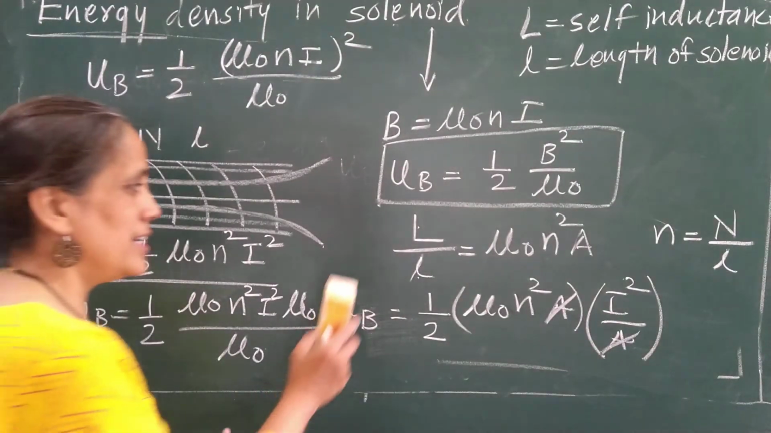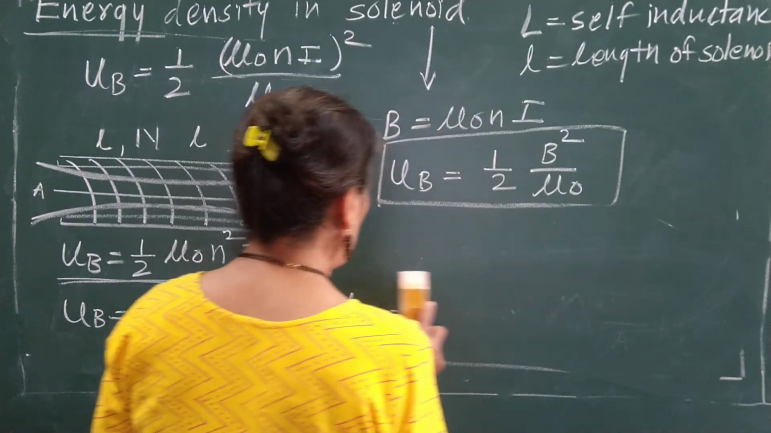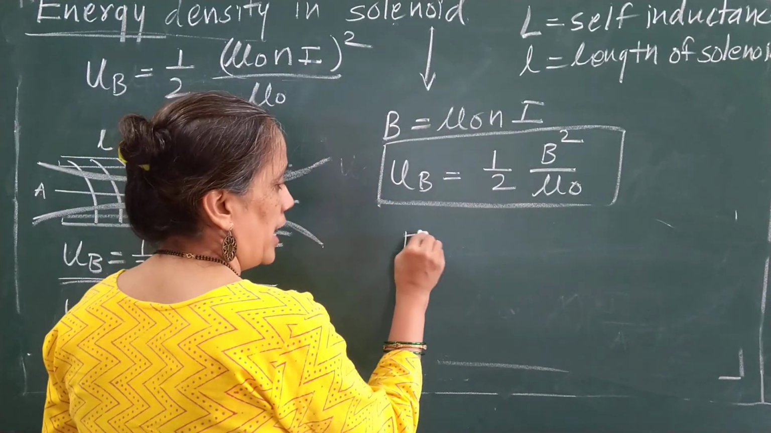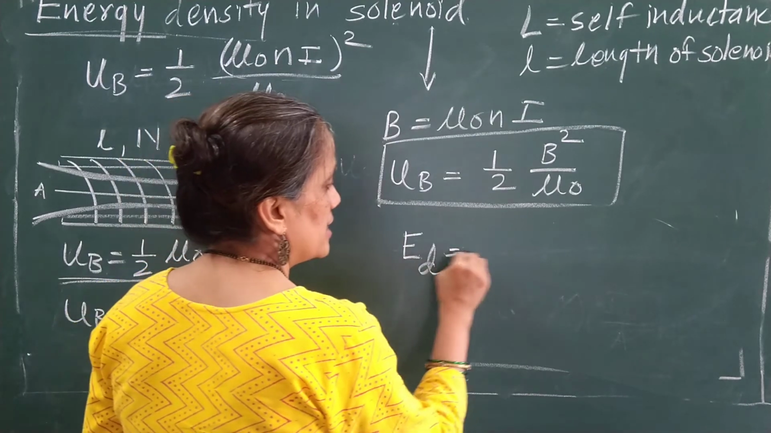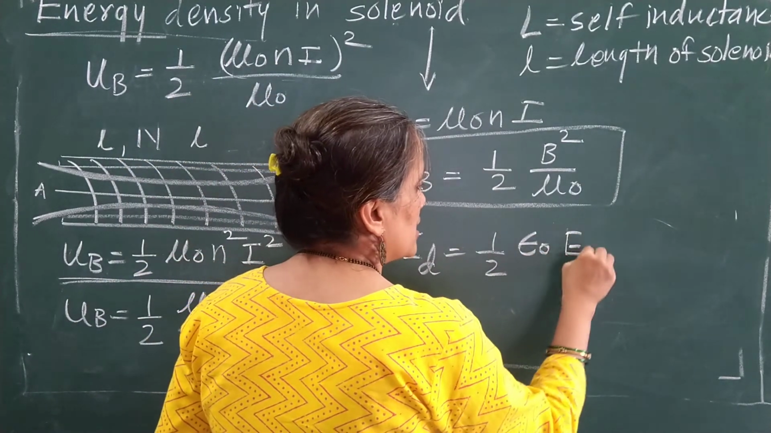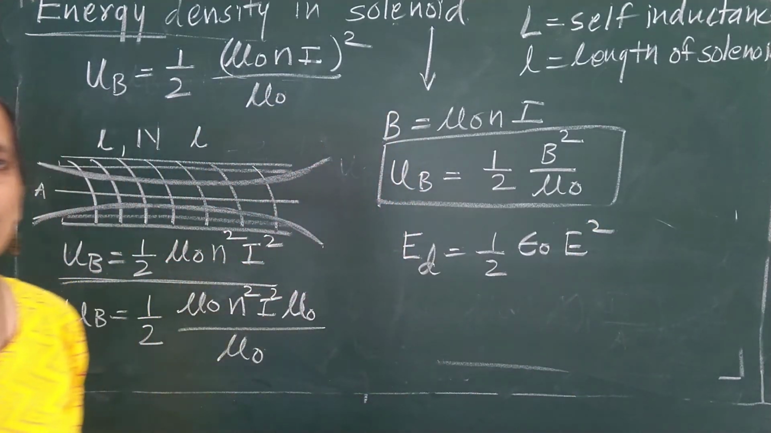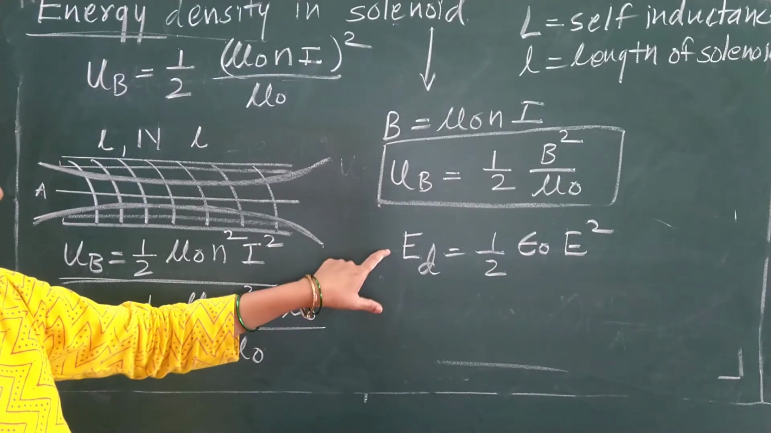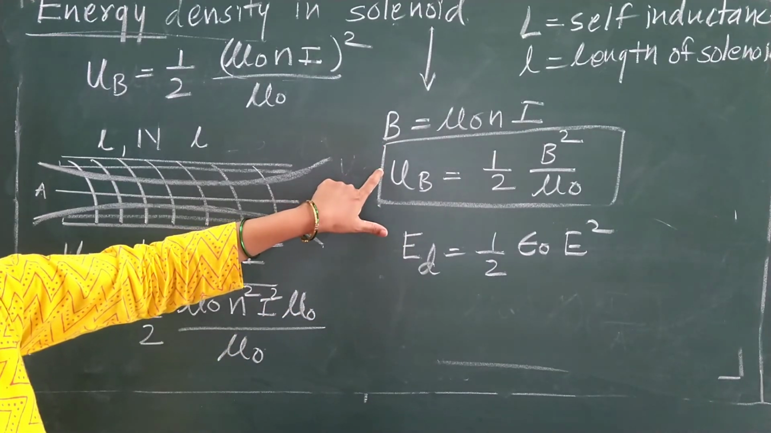Clear? And the same type of formula you have seen in electrostatics. In electrostatics you have seen the electrostatic energy density is equal to half epsilon naught E square. This formula you have seen in electrostatics. So this is the equivalence between the electrostatic and magnetic fields.